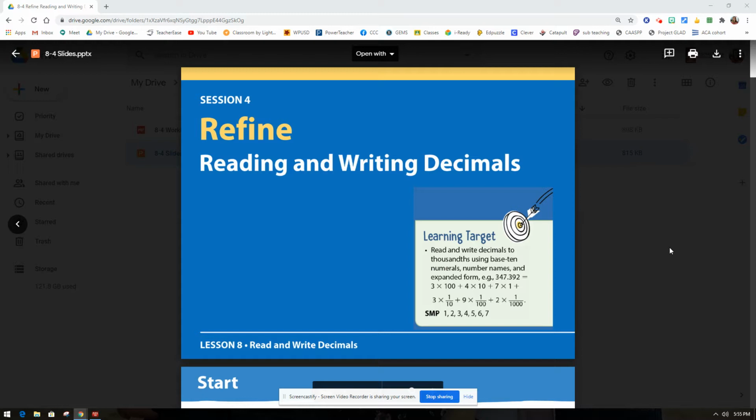Today is our refined session. Remember that this session is going to be showing all we've learned about writing decimals in different forms. Writing in standard form, word form, expanded form, multiple ways in expanded form, writing it as a fraction, however it is that you want to write the decimal.